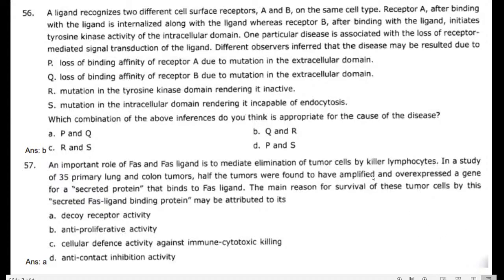The statement is that killer lymphocytes eliminate the tumor cells. The next statement: in the study of 35 primary lung and colon tumors, half of the tumors were found to have an amplified and overexpressed gene for a secreted protein that binds to FAS ligand. The main reason for survival of tumor cells with this secreted FAS ligand-binding protein is attributed to decoy receptor activity. These are all the concepts.